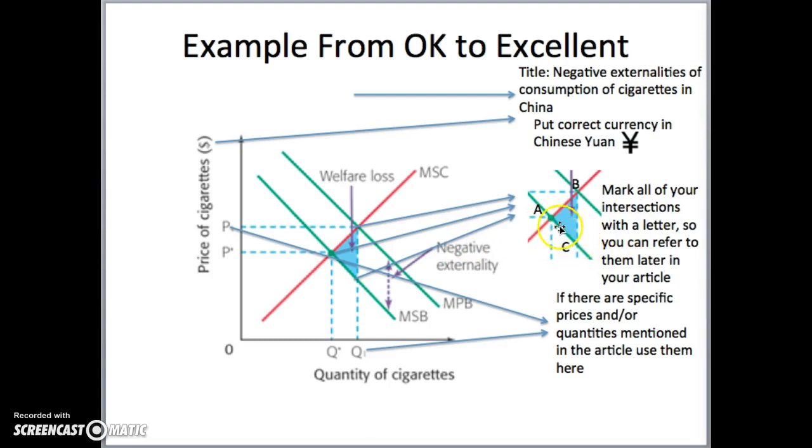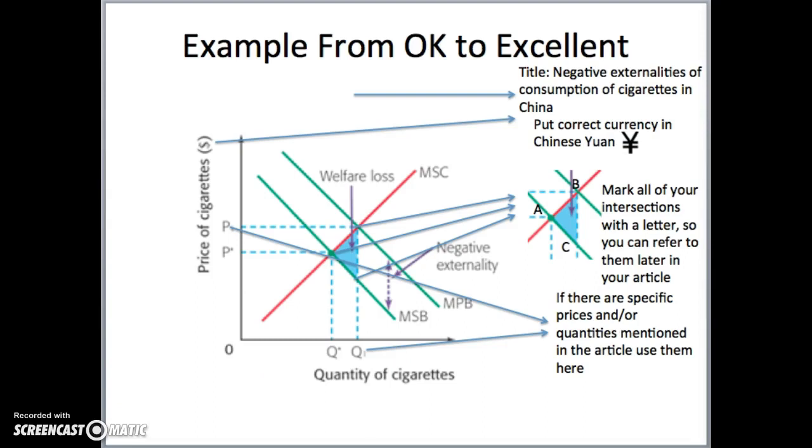This shaded triangle ABC shows the welfare loss. Also, like I've said, the prices and the quantities might be mentioned in the article, so put those down if they are. Okay, so that's step 2.